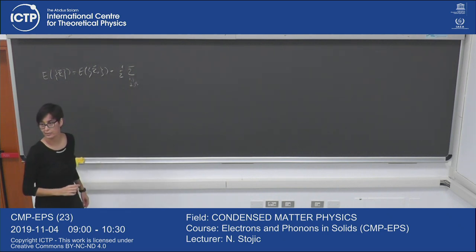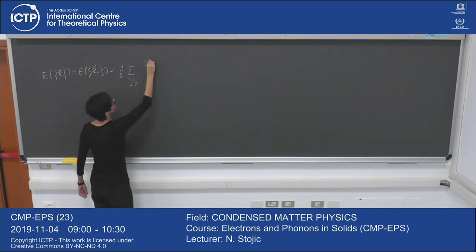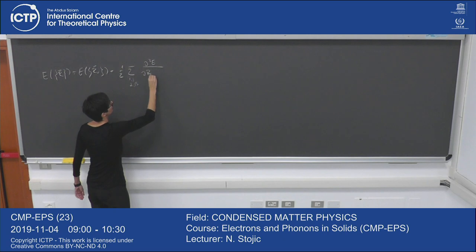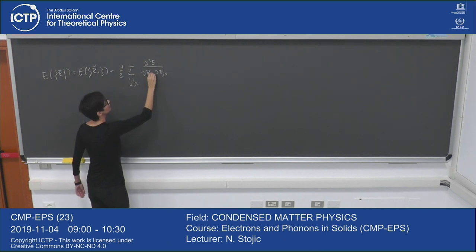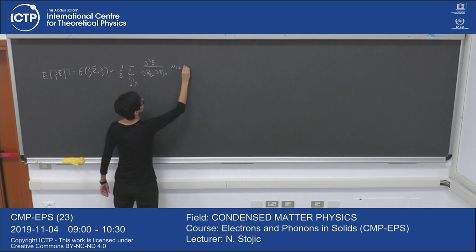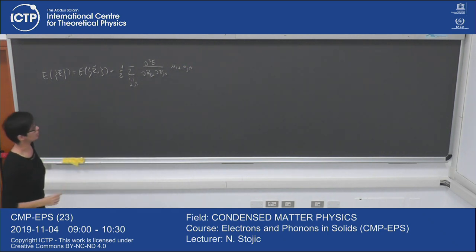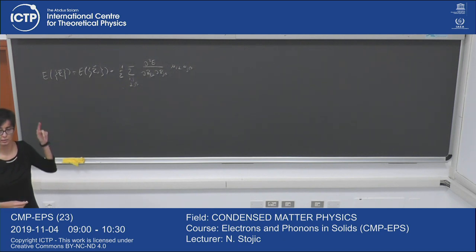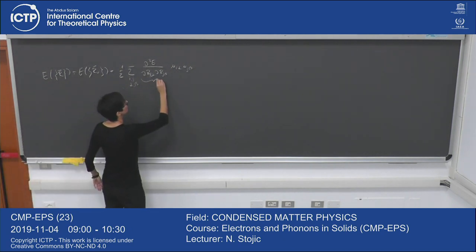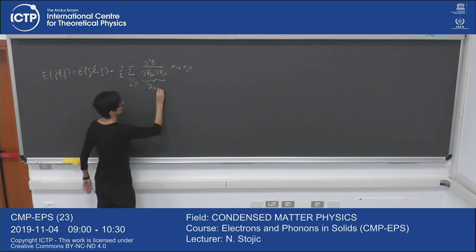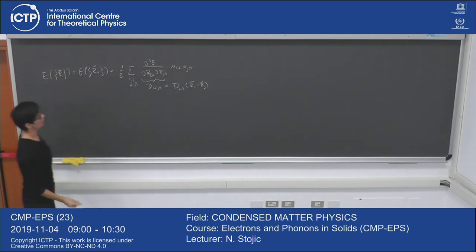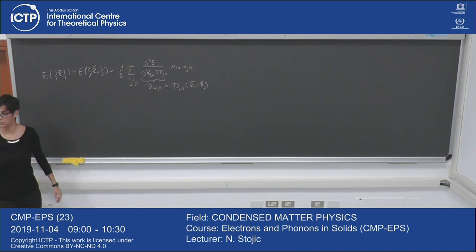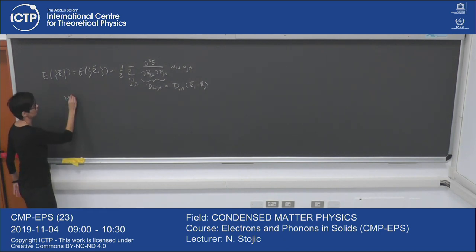I and j over the lattice, alpha and beta over the three Cartesian coordinates. Displacements of the atom I and j in the direction alpha and beta. And this we called force constant, D I alpha j beta, or also we write the root as alpha beta. Okay, the force of an atom can be derived from the Newton law.